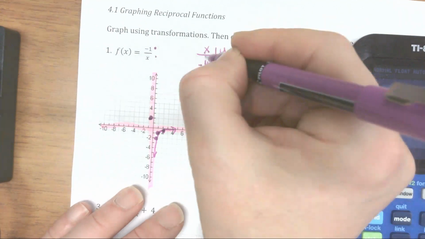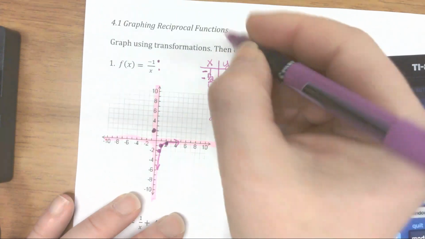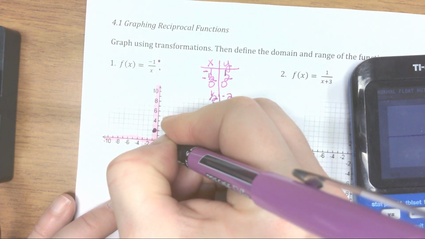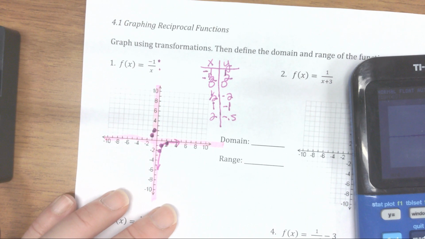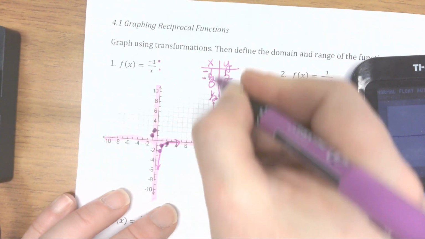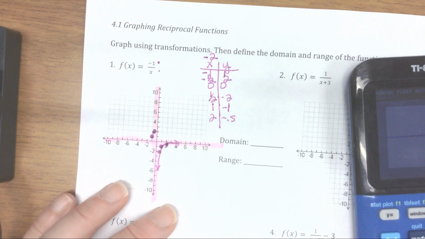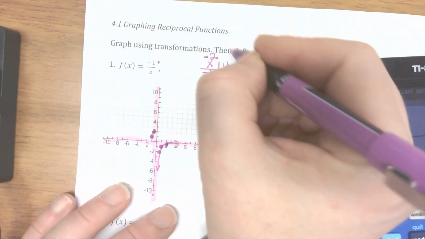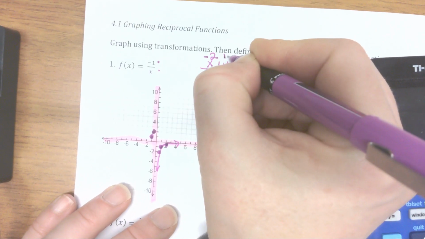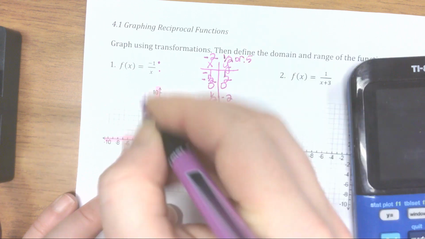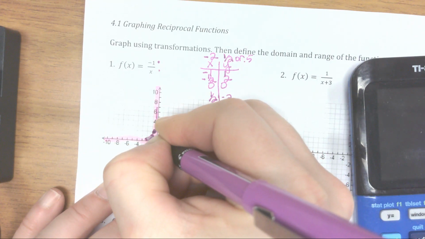If I plugged a negative 1 in, negative 1 divided by negative 1 would be positive 1. So I'm going to plot the point -1, +1. And I should have left more space. Let's do -2. What's -1 divided by -2? Isn't it +1/2 or 0.5? Okay, so we'll draw our curve, make sure it doesn't cross those axes.